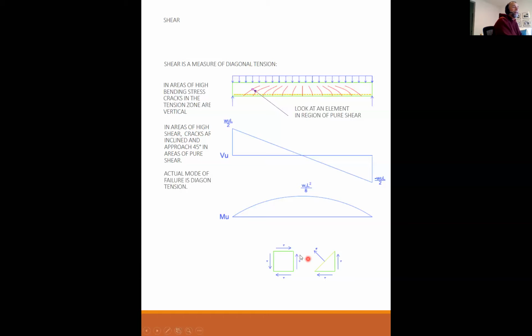Okay, here's my element. This is straight back from your mechanics of materials stuff where we talked about plane stress and plane strain. So here's my element.